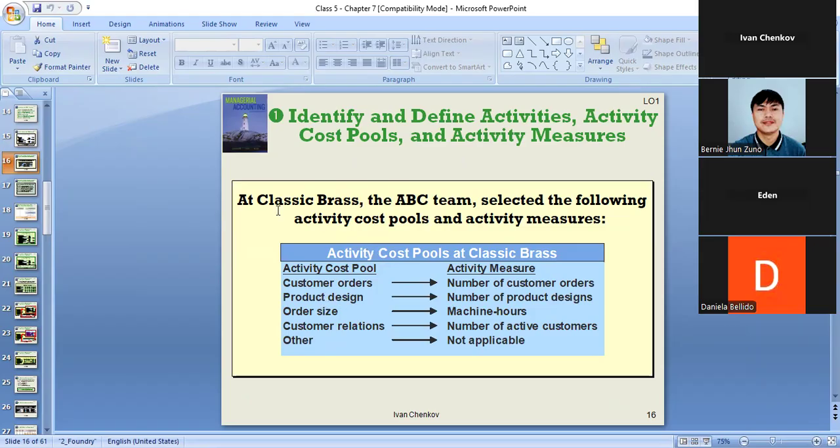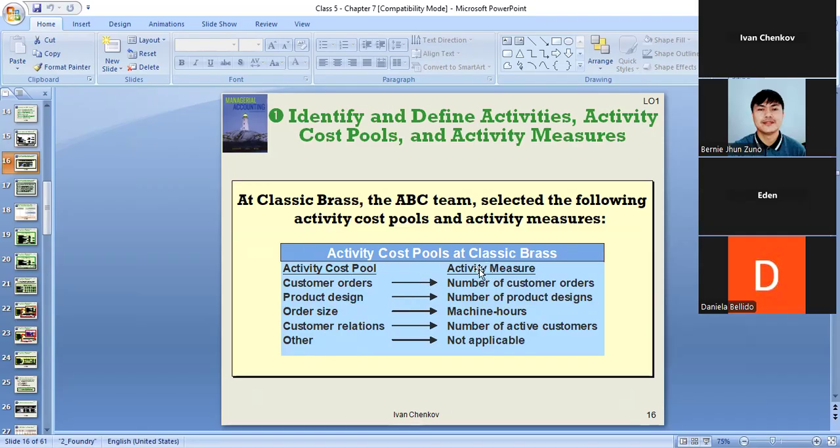So in this company, they selected the following activity cost pools. Every time the customer makes an order, that drives the cost. So the customer order is an activity. Product design: every time they have to do product design, that drives the cost. Order size: based on the size of the order that every customer makes, that drives the cost. Customer relationship: every time we have to establish the customer relationship, that also drives the cost. And the last one is other.